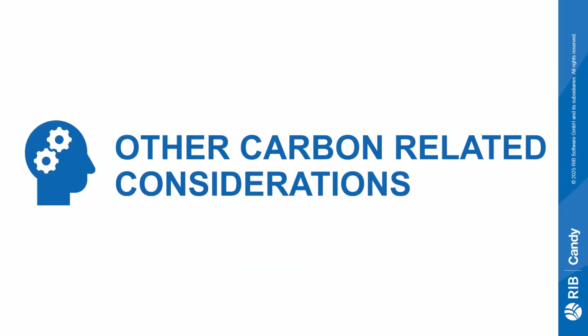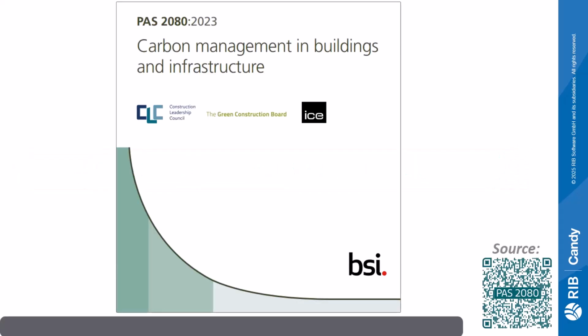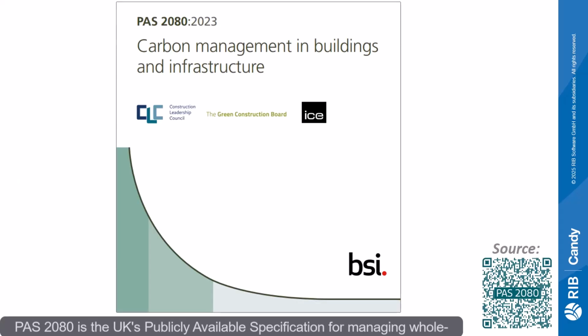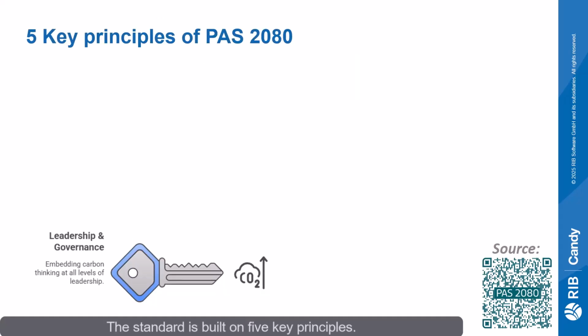Let us look at other carbon-related requirements to be considered. Please advise what is the publicly available specification or PAS 2080 standard for carbon management. PAS 2080 is the UK's publicly available specification for managing whole-life carbon in buildings and infrastructure. The 2023 revision expands its scope to include both infrastructure and buildings, emphasizing early collaboration, leadership, and systems thinking to support the transition to net zero. The standard is built on 5 key principles.